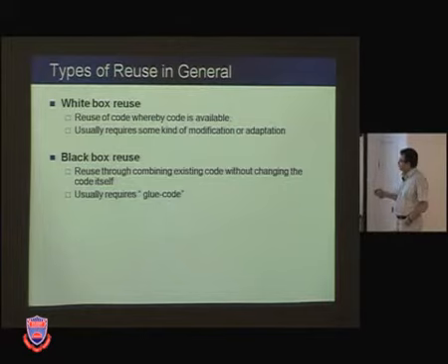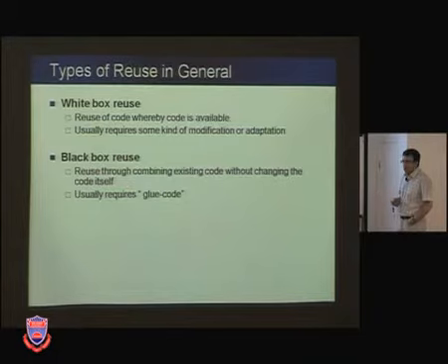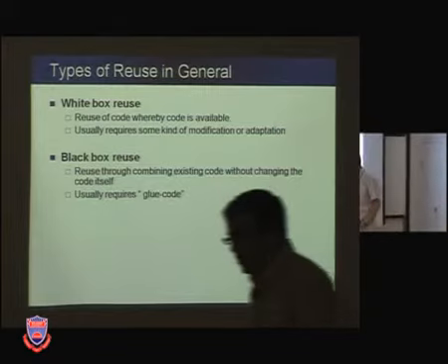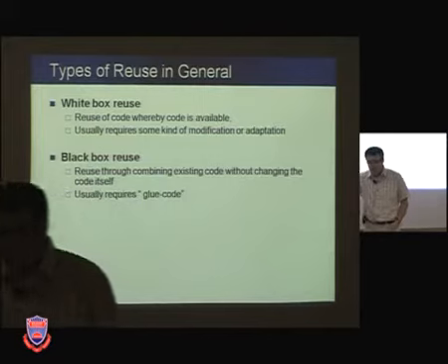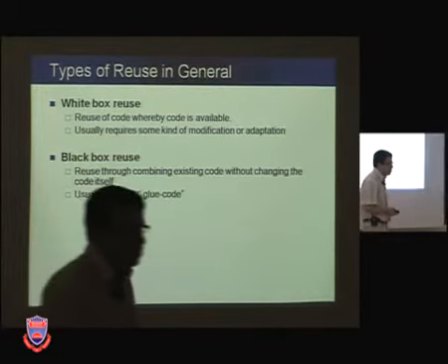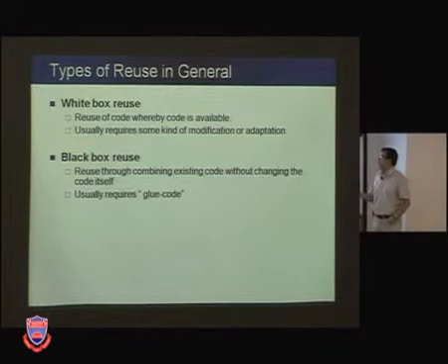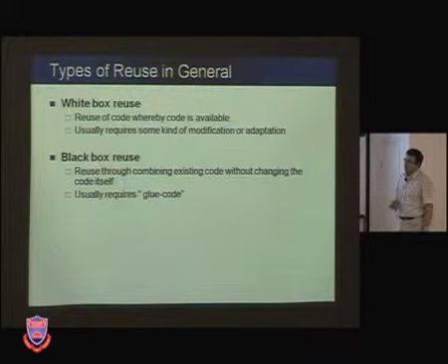For that, basically, we have to compose these components. The code usually might require glue code. So in white box, we can see the internal structure. In black box, we cannot see it. And based on that, we can distinguish between white box frameworks and black box frameworks.